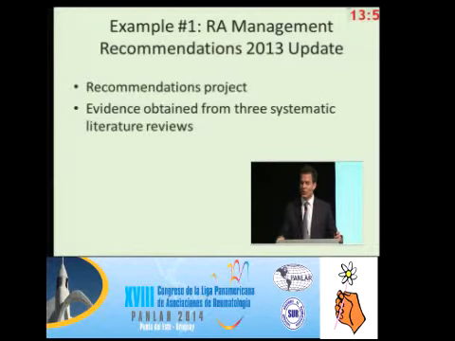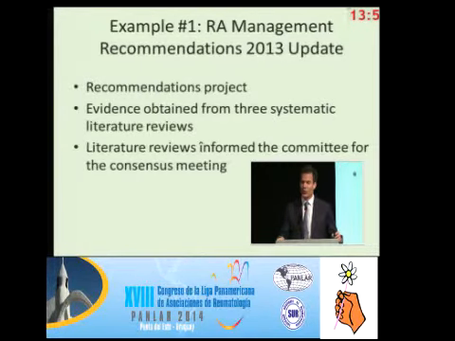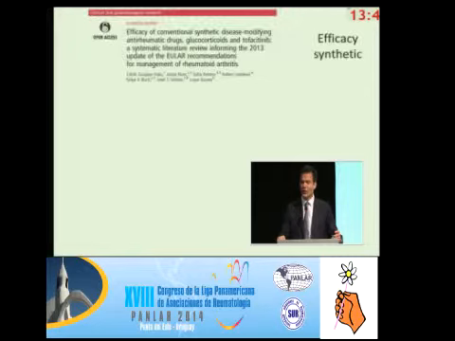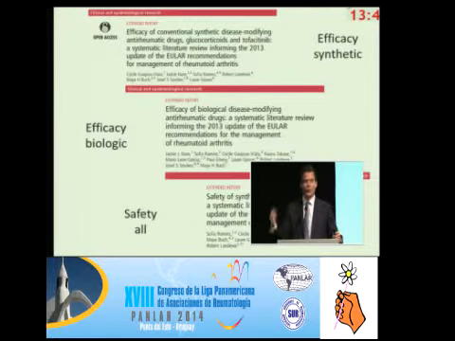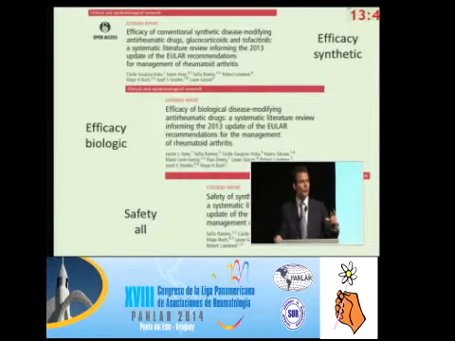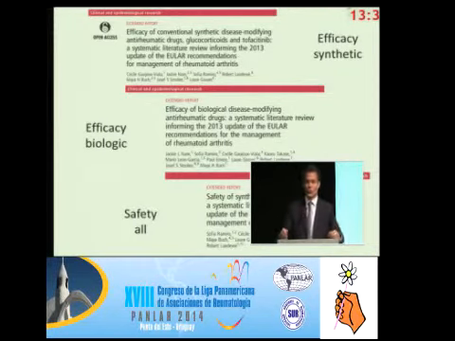It's a recommendation project, and there were 3 systematic literature reviews, and these reviews informed the committee in the consensus process. Now, there was one search, and it was easy in that case because you only needed to look at the literature between 2010 and 2013. So the workload was a little less than in the initial project where there were 5 literature searches.